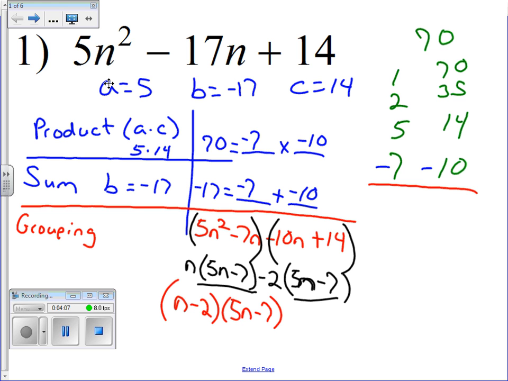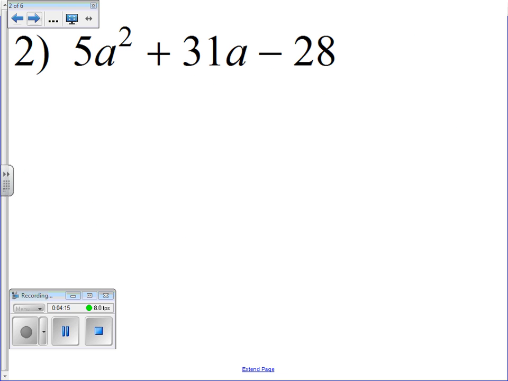Okay, so question number 2. Let's do 5a squared plus 31a minus 28. Okay, again, the a is not 1, so a is what's in front of x squared, and I know they use the variable a, so try not to get confused here, sorry. And b is 31, c is negative 28. So I'm going to do product sum again.